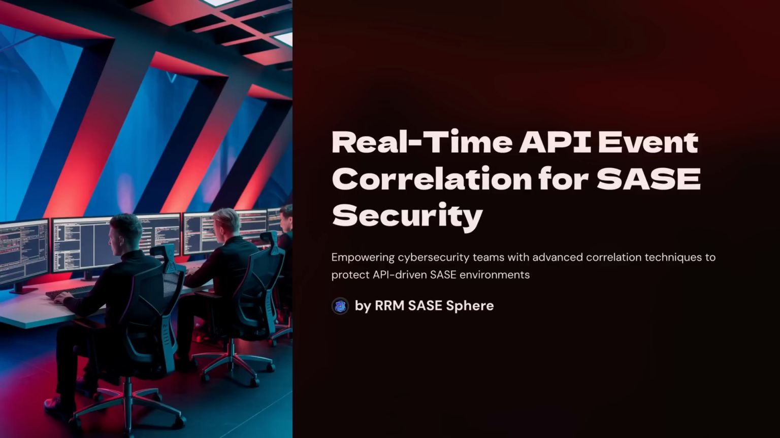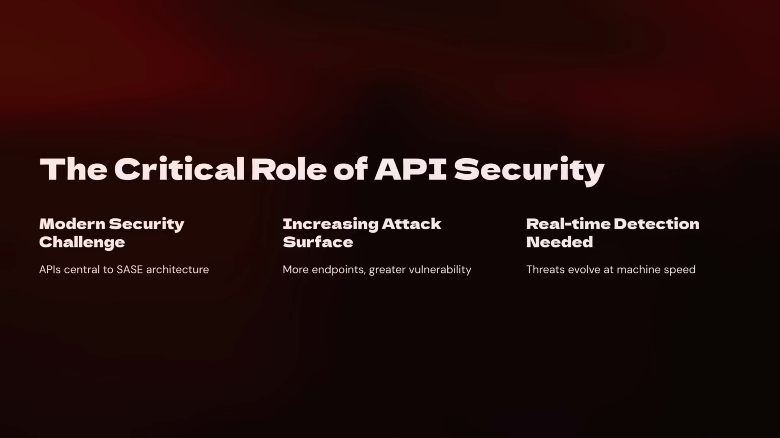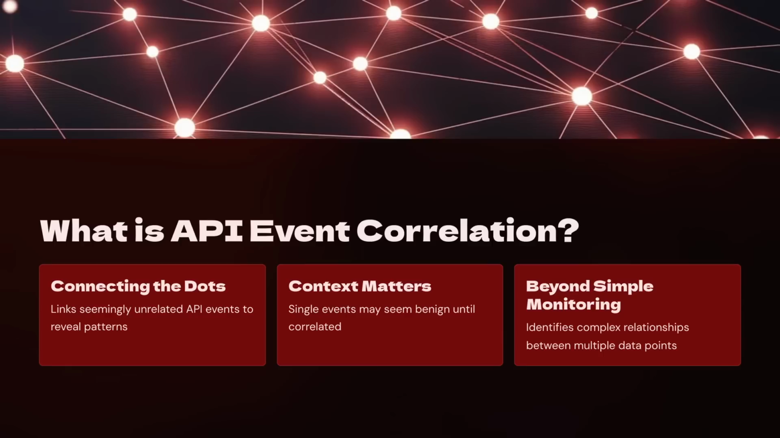Real-time API event correlation is a critical component of modern cybersecurity strategies, particularly in secure access service edge environments. This approach leverages advanced analytics and machine learning algorithms to identify real-time patterns and relationships between API events, thereby enabling rapid threat detection and response.